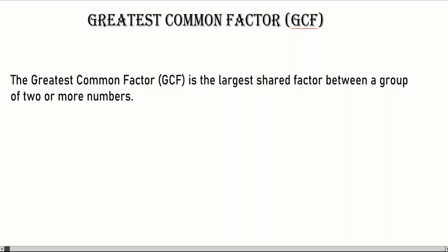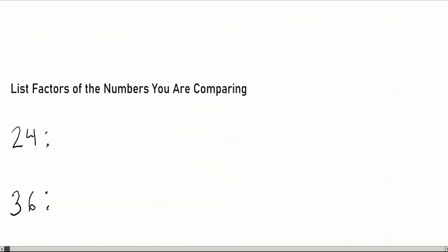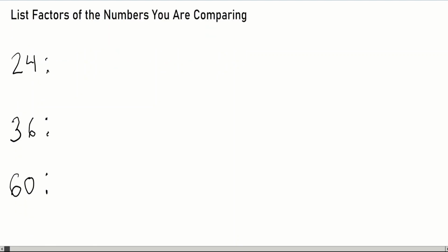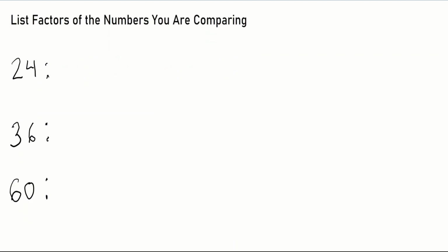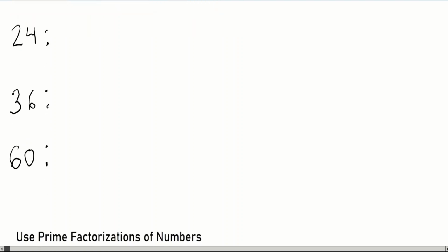Let's look at some methods of how to determine the GCF. So the first we're going to cover is listing the factors of the numbers that you are comparing, and then determining the largest shared factor between them. So let's do this for 24, 36, and 60.